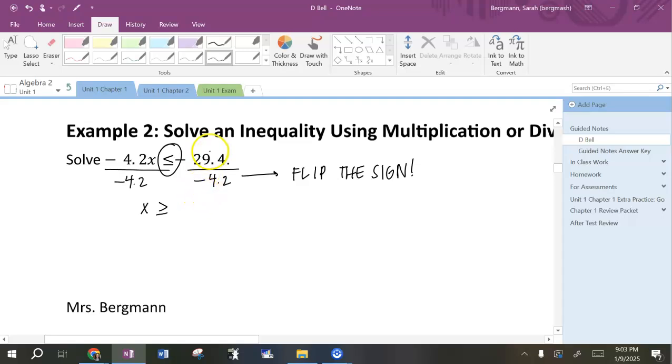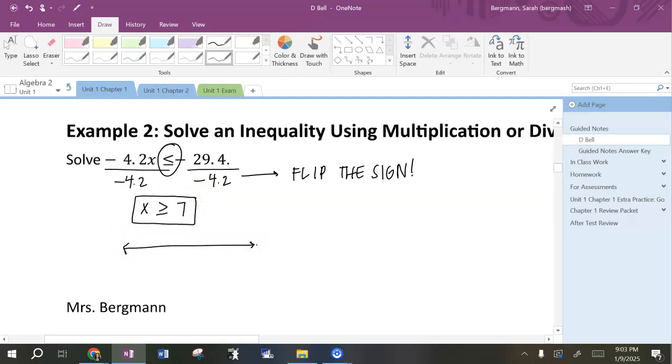And then we're going to divide negative 29.4 divided by negative 4.2. A negative over a negative makes a positive. And then when you divide it, you get 7. So we get x is greater than or equal to 7.